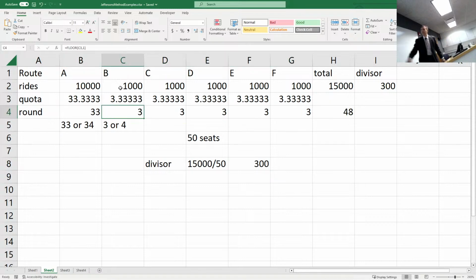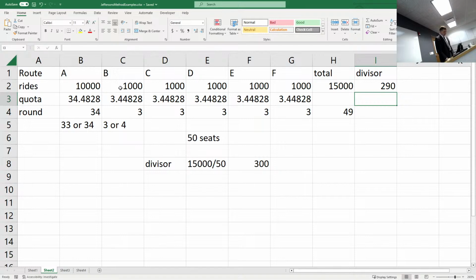And that's what we get when we round everyone down. So since we only got 48 seats, we need 2 more when we round everyone down. So let's make the divisor smaller. Let's change from 300 to say 290. Now we've got 49. We need to get it even lower. Let's try 280.